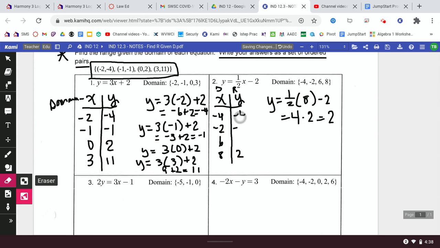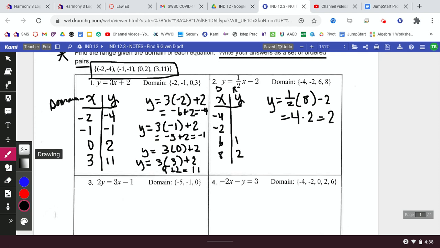I think I erased my values here. So let's rework them here. 1/2 of 6 is 3, and 3 minus 2 is 1. And 1/2 of -2 is -1, and -1 minus 2 is -3. And 1/2 of -4 is -2, and -2 minus 2 is -4. There we go. Hopefully I did that right in the video.